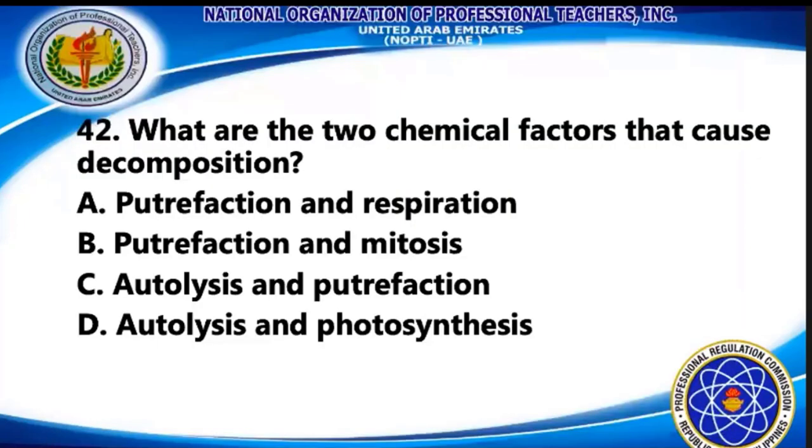42. What are the two chemical factors that cause decomposition? Let's say sa human body. Putrefaction and respiration, putrefaction and mitosis, autolysis and putrefaction, autolysis and photosynthesis. So malamang i-ex muna yung may photosynthesis kasi decomposition yan. Ang photosynthesis, pag-produce ng food ng plants. Respiration, mitosis, hindi na rin yan. Bakit? Ang mitosis ay cell division yun. Di ba? Pag-divide ng cells para makabuo ng tissues, then tissues to organs, organs to human beings. Eh, we are talking about decomposition. So, X na rin yung B and D. So, mamili ka sa A and C.